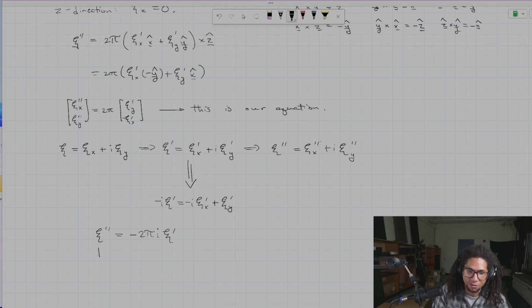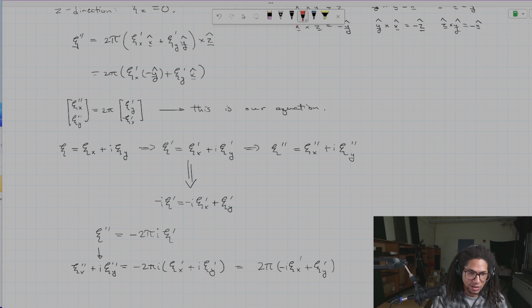So this is going to give me cx double prime plus i cy double prime is equal to minus 2 pi i times cx prime plus i cy prime. But then if I do the same steps on the right-hand side that I did above, I'll get minus 2 pi times, I'll include the minus sign inside here, 2 pi times minus i cx prime plus cy prime.